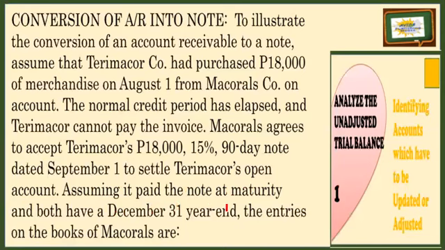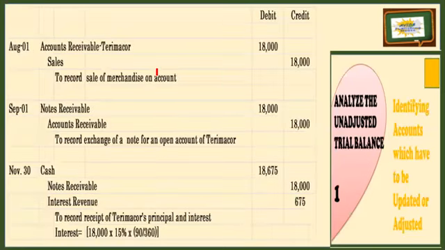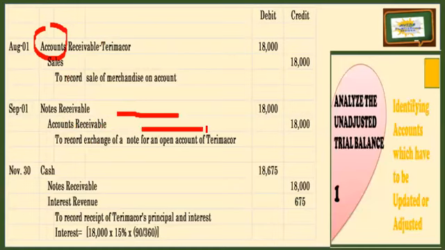Assuming it paid the note at maturity and both have a December 31 year end, the entries on the books of Macoral's are: accounts receivable, debit, on the date of sales. Let's review the first transaction. Accounts receivable, the Rimacor, 18,000, credit sales, to record the original transaction, which is the sale of merchandise on account. Now, the account was changed into a note receivable. So the note is debited for 18,000 and accounts receivable is credited for 18,000.